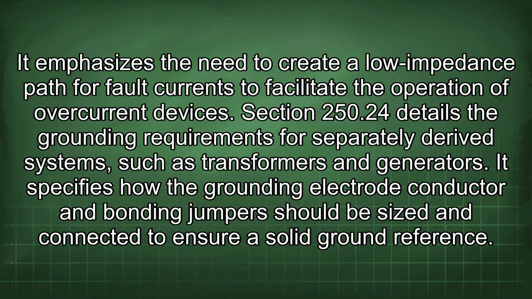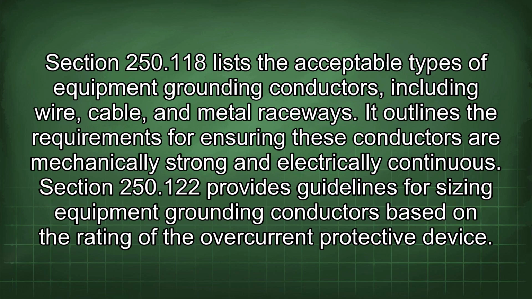Section 250.24 details the grounding requirements for separately derived systems, such as transformers and generators. It specifies how the grounding electrode, conductor, and bonding jumper should be sized and connected to ensure a solid ground reference. Section 250.118 lists the acceptable types of equipment grounding conductors, including wire, cable, and metal raceways. It outlines the requirements for ensuring these conductors are mechanically strong and electrically continuous.